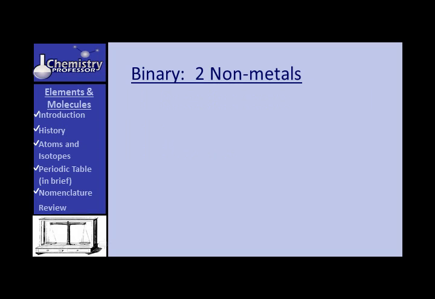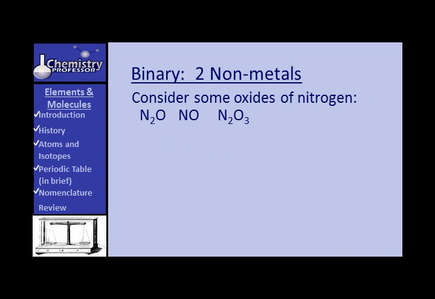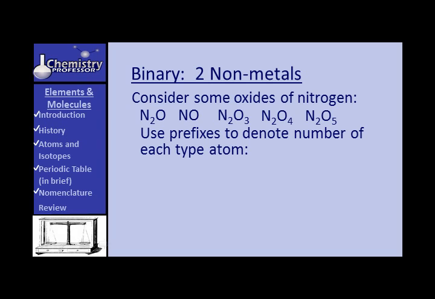Let's start with binary compounds that are composed of two nonmetals. Look at some of the oxides of nitrogen, and there are several oxides of nitrogen. We've got to name these in an unambiguous way. What we do is we use prefixes to tell us how many of each type of atom we have. Then we name the atoms and we end it in IDE. And for your purposes, ide is going to mean binary.